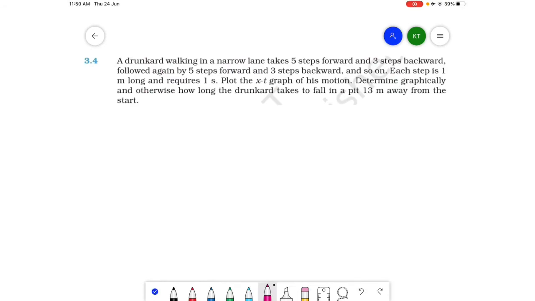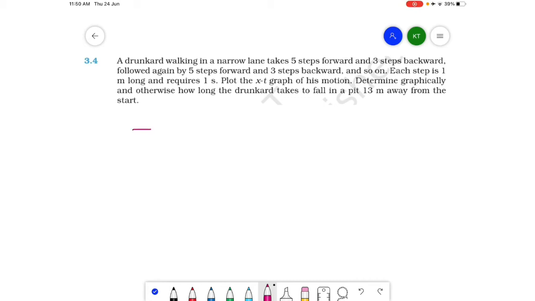Let's solve 3.4. A drunkard walking in a narrow lane takes 5 steps forward and 3 steps backward, followed again by 5 steps forward and 3 steps backward, and so on. Each step is 1 meter long and requires 1 second. Plot the XT graph of this motion. Determine graphically and otherwise how long the drunkard takes to fall in a pit 13 meters away from the start.